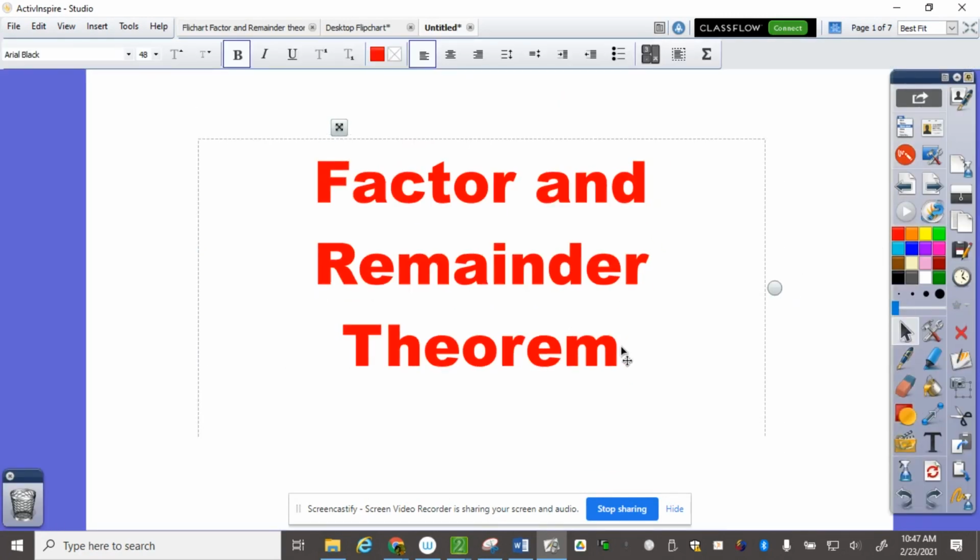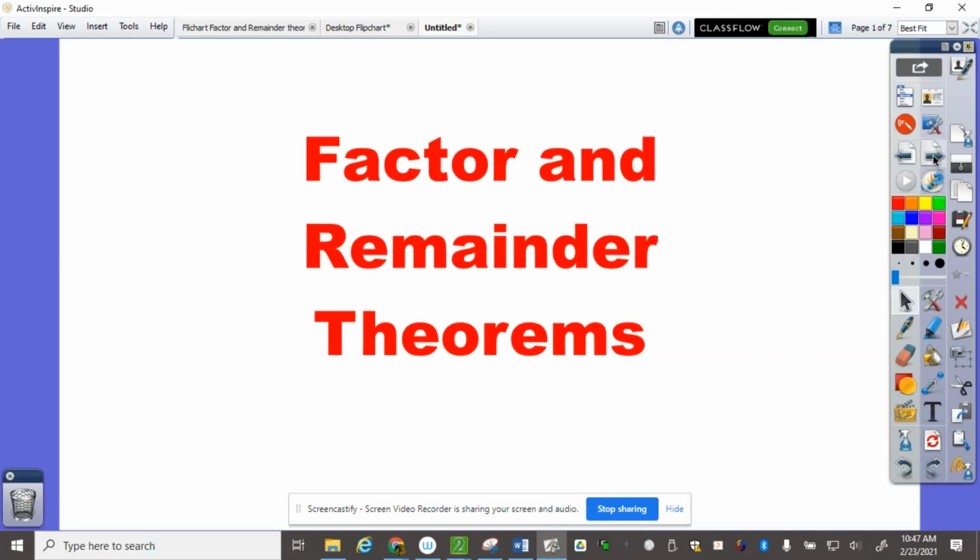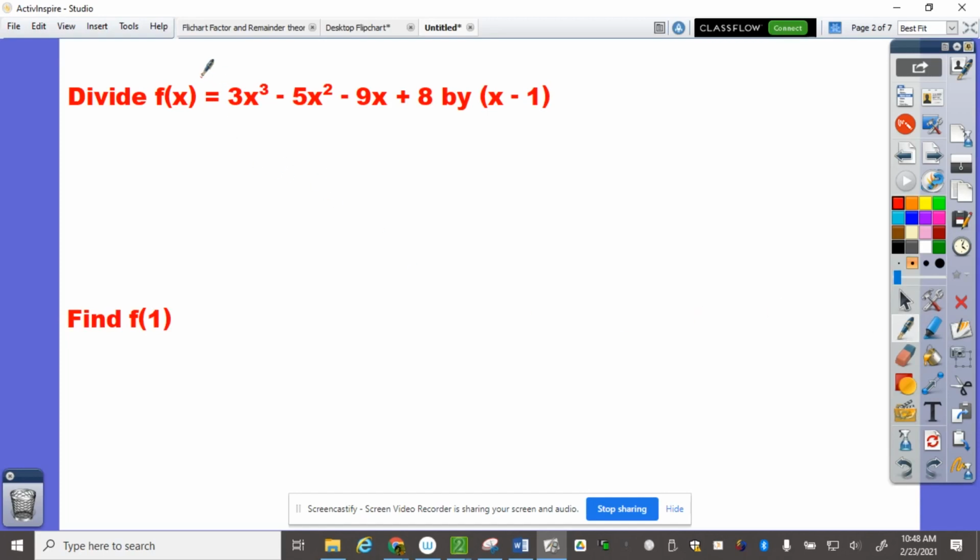Today we're going to learn about the factor and remainder theorems. Let's say we're given a function 3x cubed minus 5x squared minus 9x plus 8. You're being asked to divide it by x minus 1. So let's just do synthetic division.